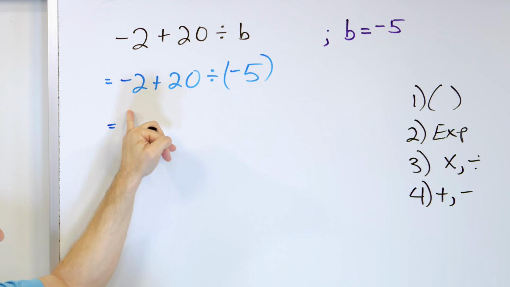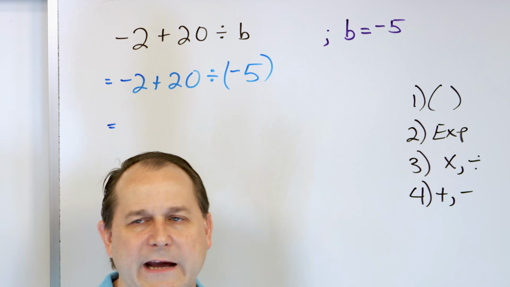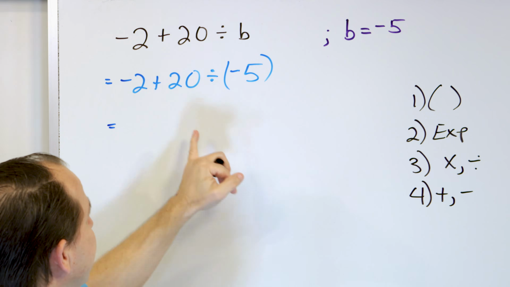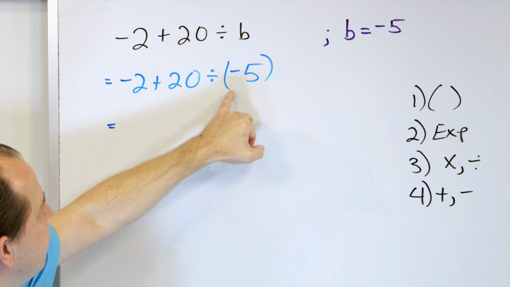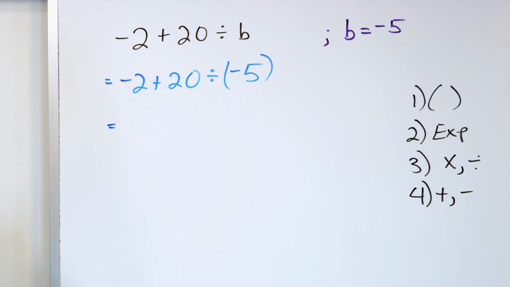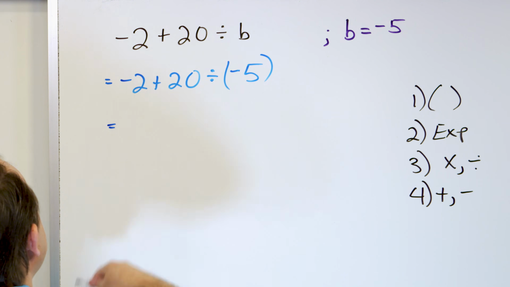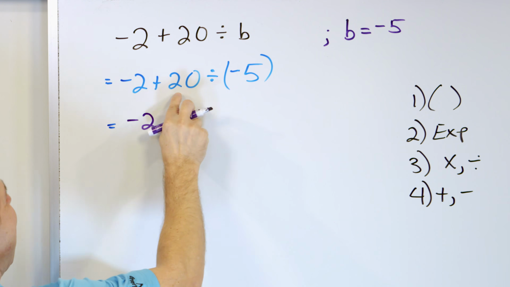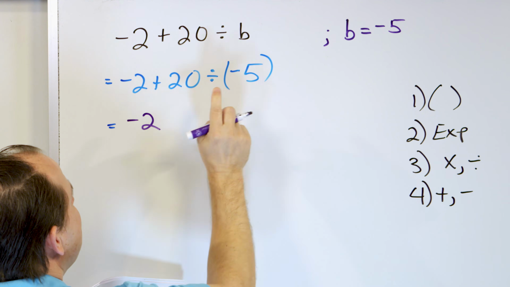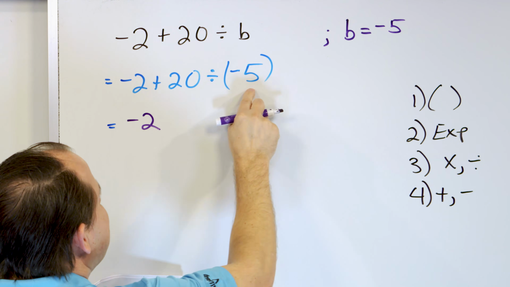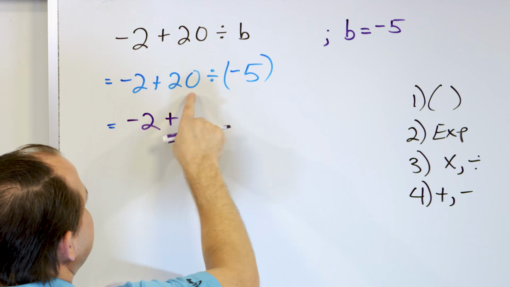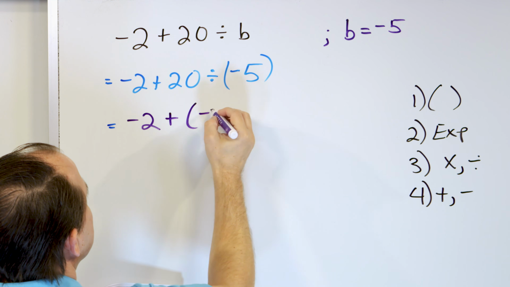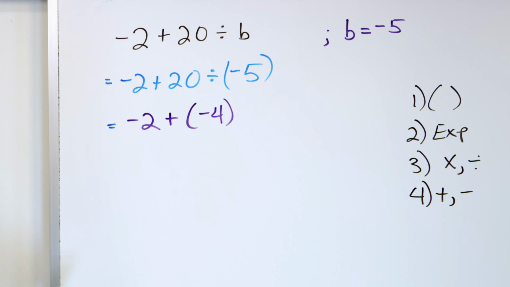So we have parentheses, but there's nothing in there. There are no exponents here. So we have to do any multiplications and divisions first. You do not do this addition first. You must do this division first. So the -2 stays the same. We have to take 20 and divide it by -5. Remember, positive divided by negative is a negative, and 20 divided by 5 is 4. So write it as -2 plus a -4.